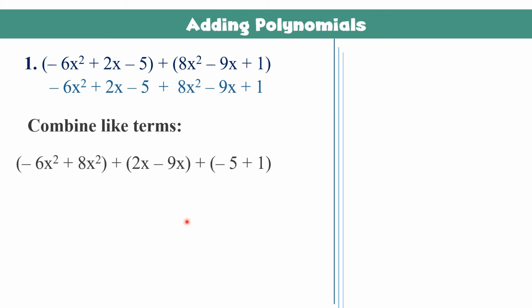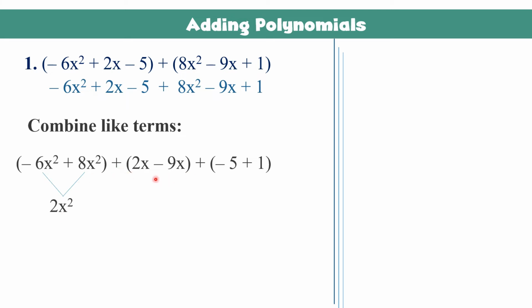To proceed, you have to remember the rules in adding integers. That if they have the same sign, you have to add and copy the sign. But if they have different sign, you have to subtract and copy the sign of the larger number. So in the first set of terms here, we have negative 6 and positive 8. They have different sign, therefore you have to subtract them. Then copy the sign of the larger number. And we have positive 8 as the larger number. Therefore, your answer will be positive. So let us subtract. 8 minus 6 will have positive 2. And then you just have to copy the variable x squared.